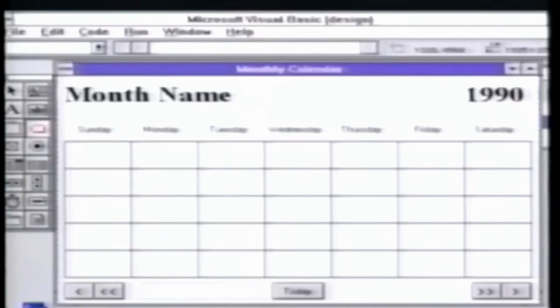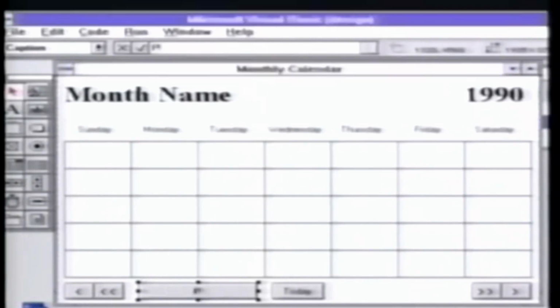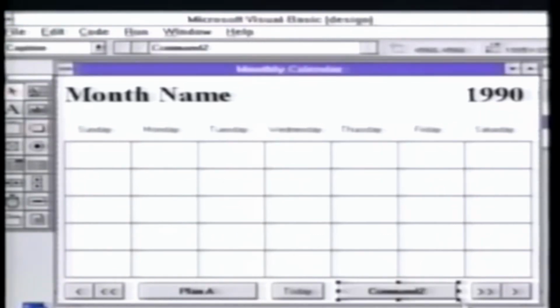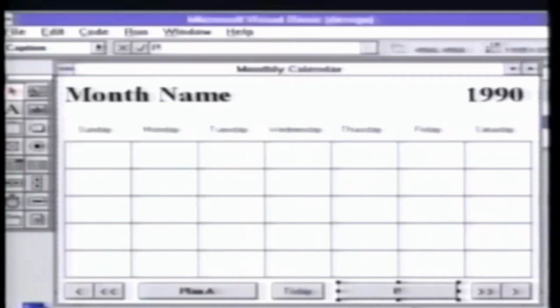But right now, let's add a couple of neat little features to that. The way to do that is to take this form, which is the user interface, just go over and click on a button and drag that down here. And now all I have to do to change the name of that is type in a little bit of text. Let's also create another button, so I'll click there again and then just put this right here on the form. And I'll call that Plan B.